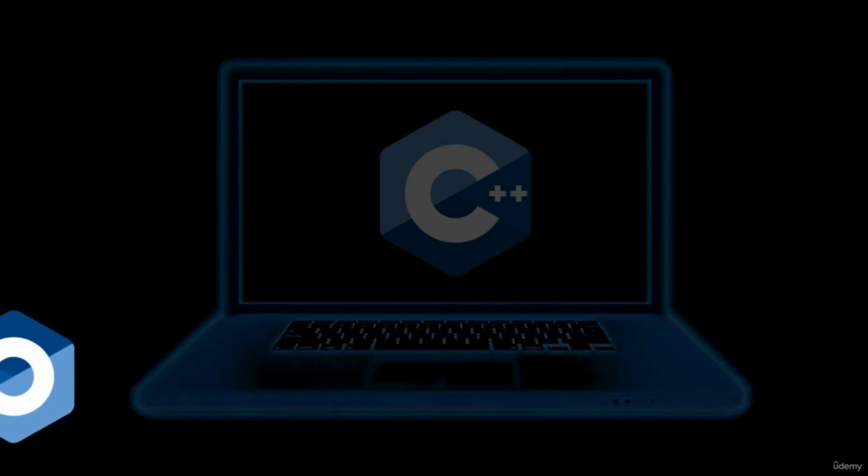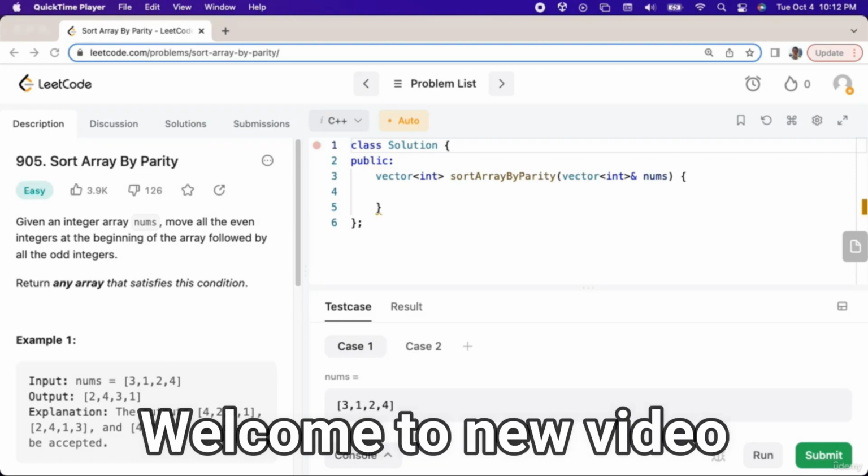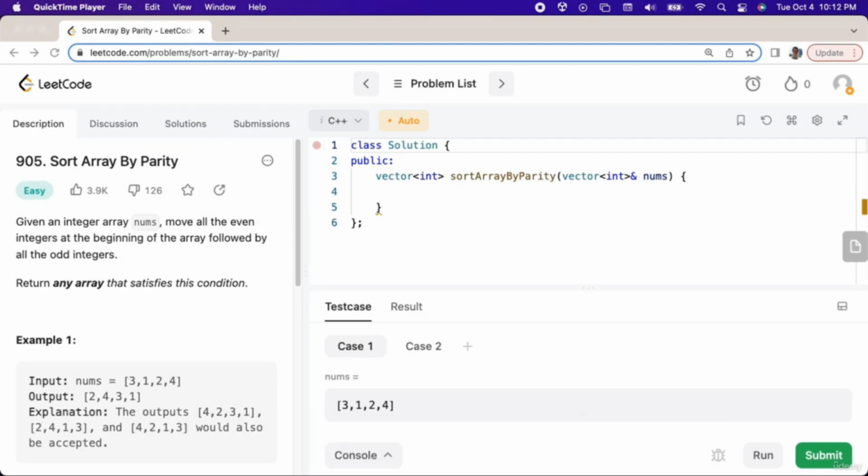Nobody's listening. In this video, we will discuss the sort array by parity question and plan out an algorithm we will use to solve it. The question poses the following. Given an integer array nums, move all the even integers at the beginning of the array, followed by all the odd integers. Return any array that satisfies this condition.